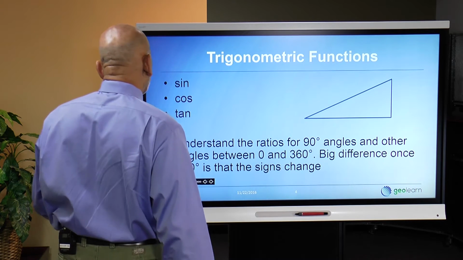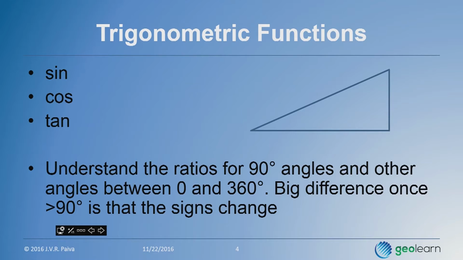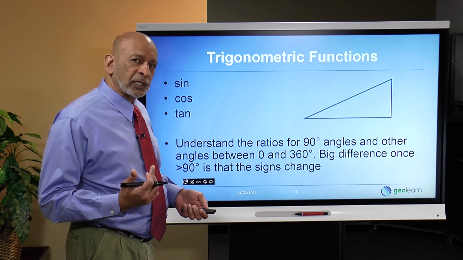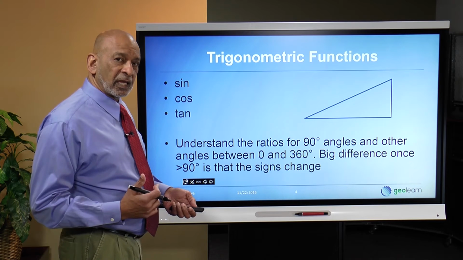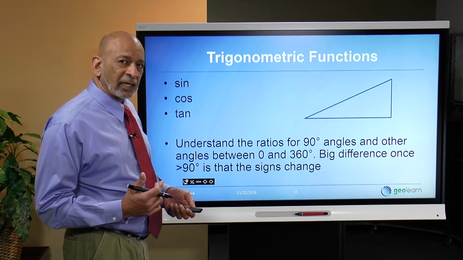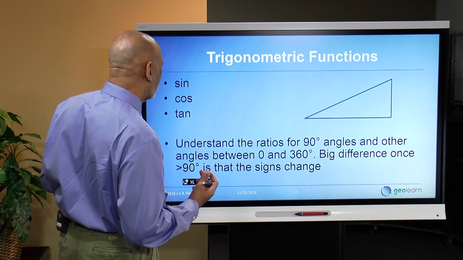So I've already talked a little bit about the sine, the cosine, and the tangent. You need to understand that these are ratios of the sides for angles up to 90 degrees. But then when you go beyond 90 degrees to 91, to 92, all the way to 360, meaning completing the full circle, there is a sine, a cosine, and a tangent associated with those angles as well. And it turns out the values are exactly the same, except that the algebraic signs change. And so you need to develop some understanding of how that goes.